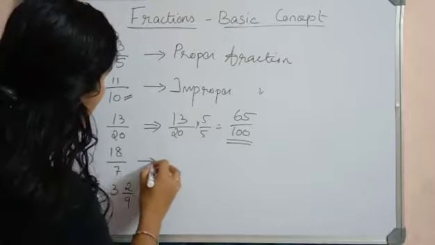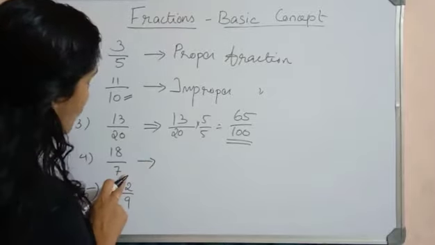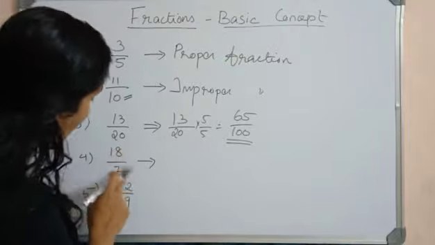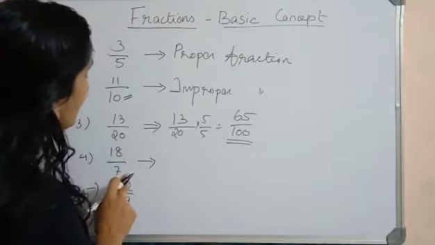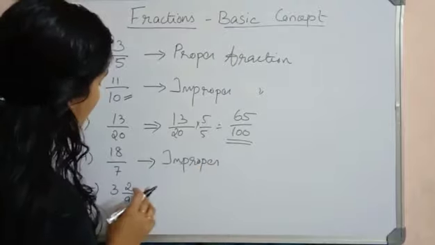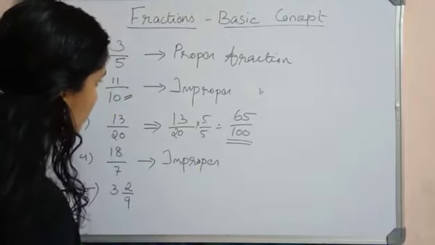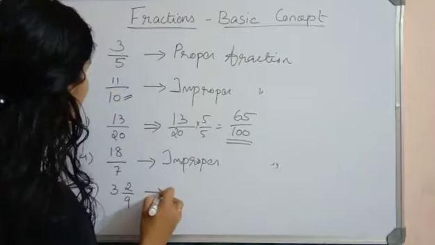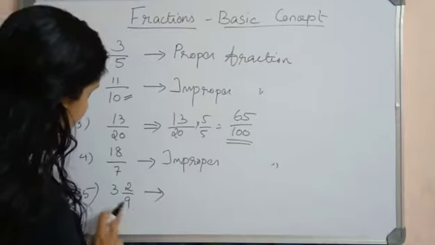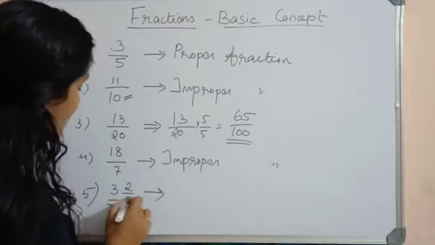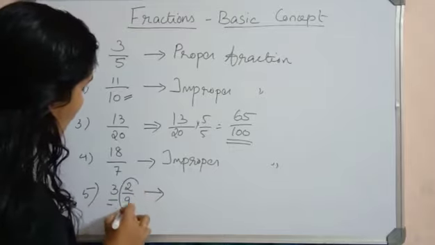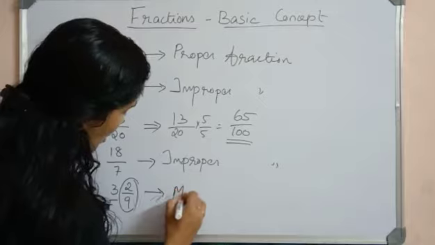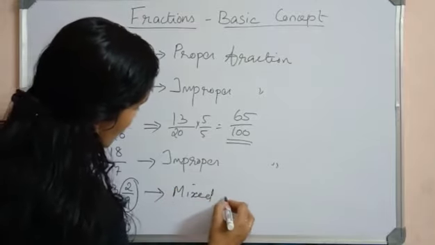And look at the next one. This is an example of an improper fraction. The denominator is smaller than the numerator, or the numerator is greater than the denominator. So we can say that this is an example of an improper fraction. Look at the last one, 3 2 by 9. There is an integer as well as a fraction, and this is a proper fraction. So an integer with a proper fraction is a mixed fraction. This is an example of a mixed fraction.